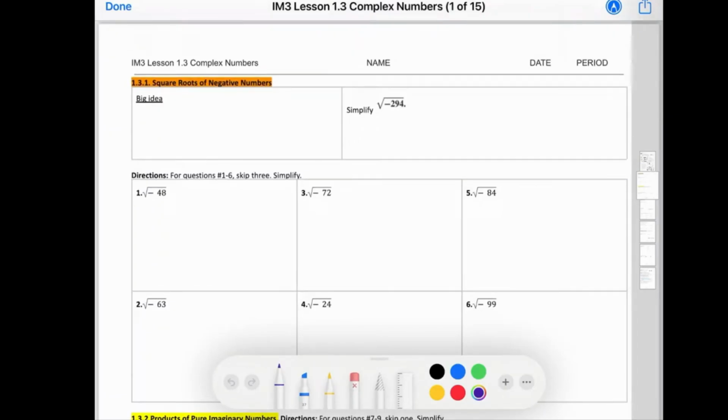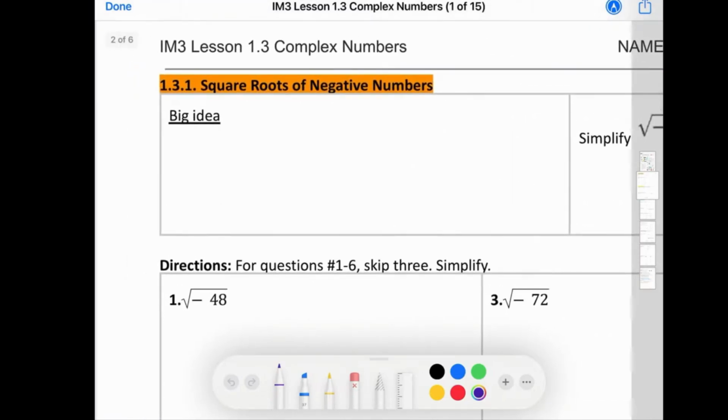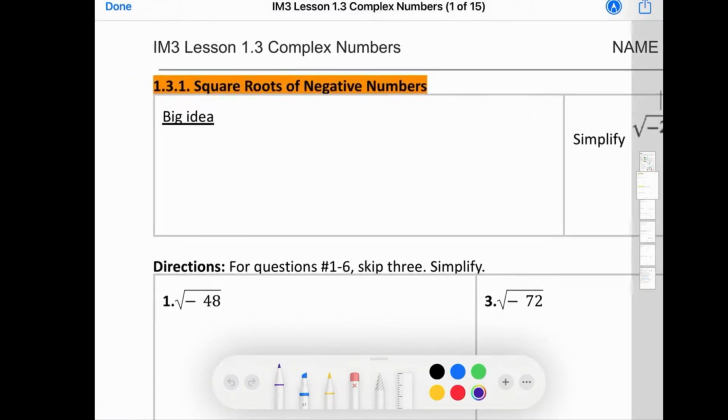Alright, let's go over 1.31, square roots of negative numbers. What's the big idea? We've talked about this. What did pirates say? Pirates say i is equal to the square root of negative 1.